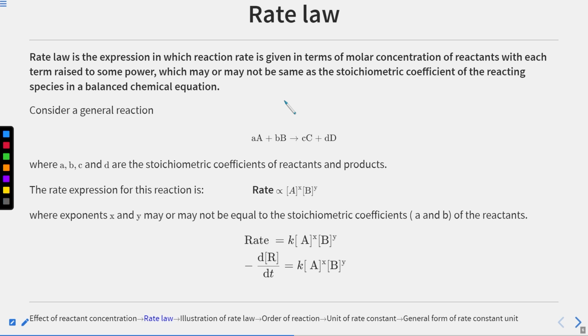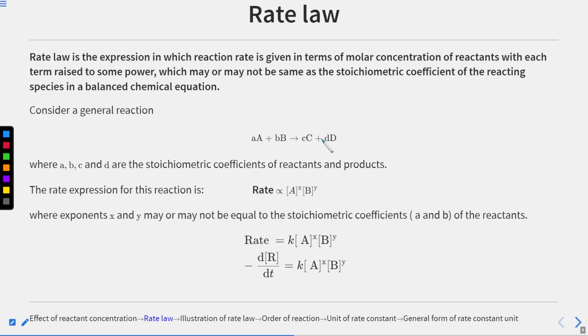So what we are saying is that the rate law is the expression in which the molar concentration of reactant is used to express the rate of reaction. And this molar concentration of reactant is raised to some power. Now, what is this power? I will discuss this later, but it can be or cannot be equal to its stoichiometric coefficient. So that case also we will discuss: when it will be equal to the stoichiometric coefficient, and when it will not.